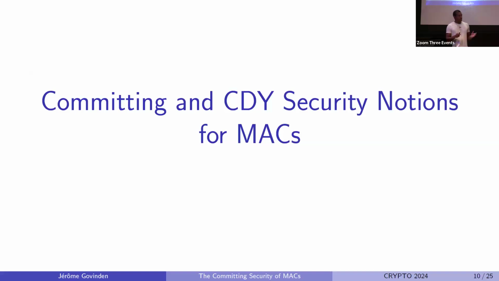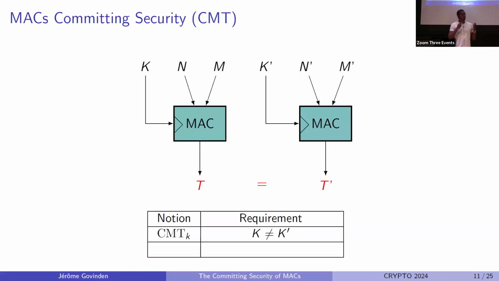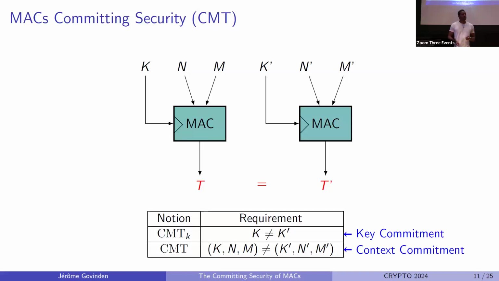From all these practical settings we found, we then formalize the notions which were required. We define a key committing attack, or a committing attack, as finding two tuples of inputs for which the corresponding outputs collide. It is then possible to define different granularities of notions, depending on the requirements on the input. One of them could be CMT-K, where the key is different. Another one is CMT, where the whole tuple of inputs is different. The first one is also called key commitment, and the second one, context commitment.